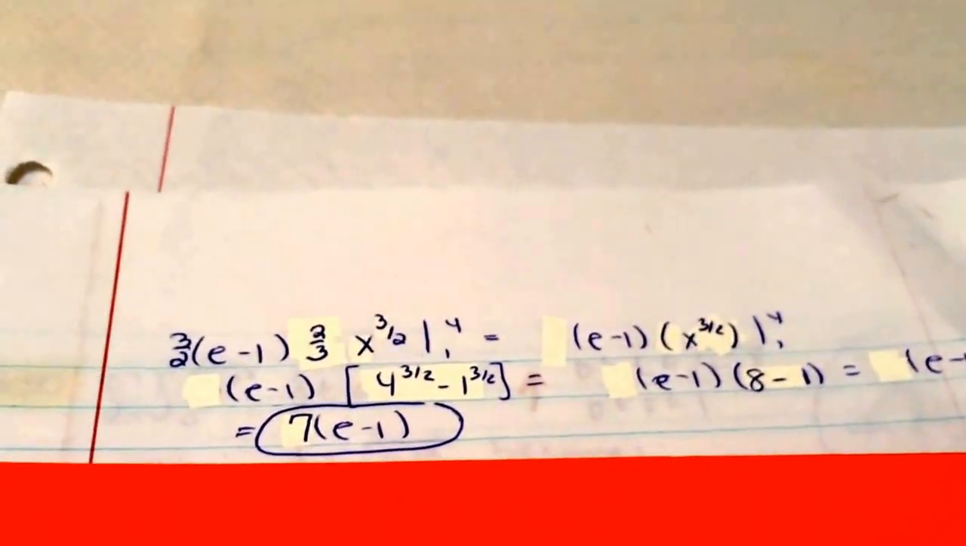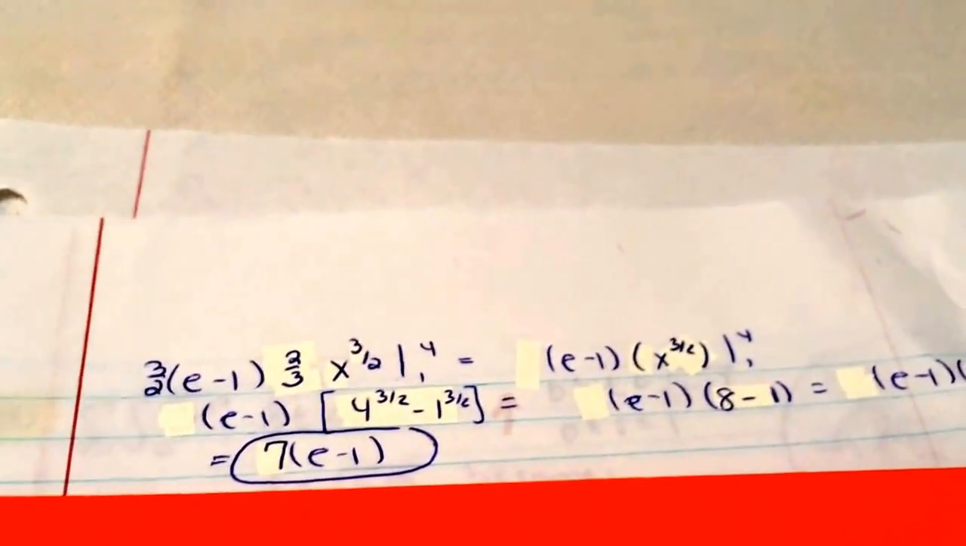And then on the next page, you should have ended up with 7 times e minus 1 or 7e minus 7, whichever, doesn't matter. But hopefully you got that one right.